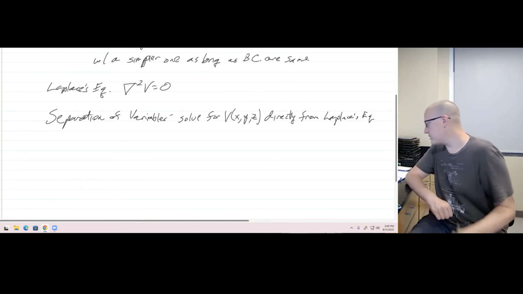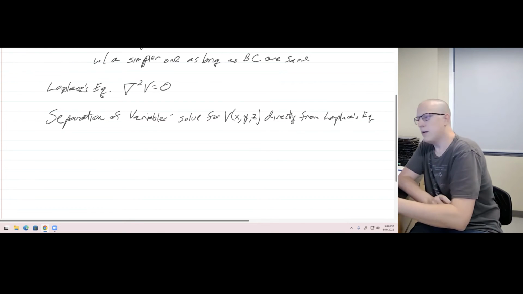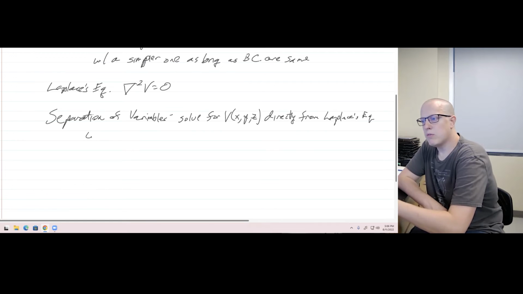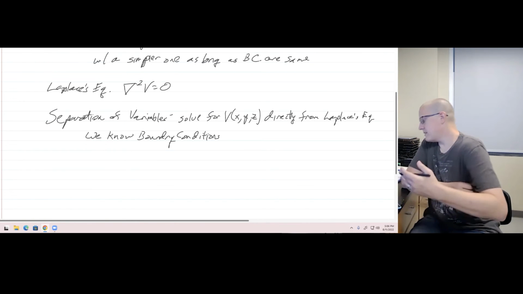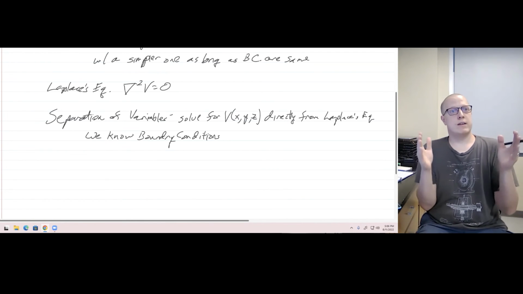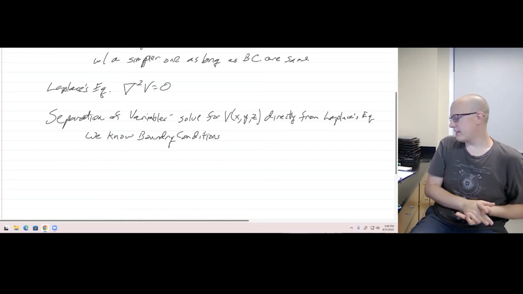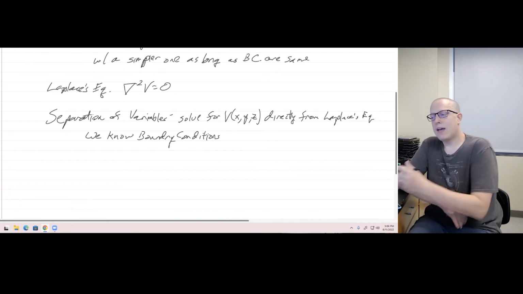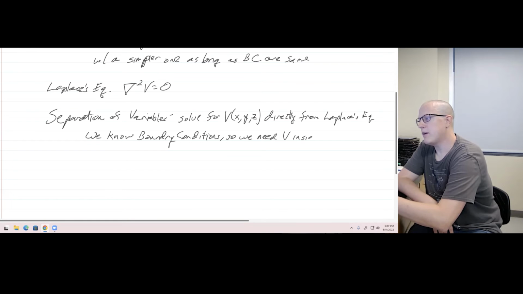And so let's think about what that means. How are we going to start that? The idea is that when we have a problem, we know the boundary conditions. Right, and so that means if maybe I have a box, and I know what the potential is at the top, the bottom, the left, the right, that kind of thing. So I know what the potential must be, and we need V inside the boundaries.